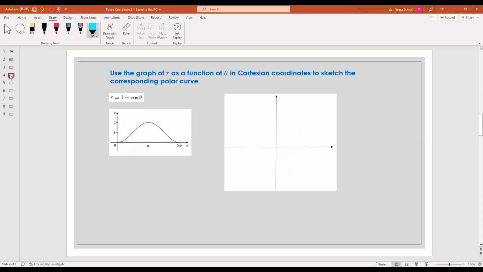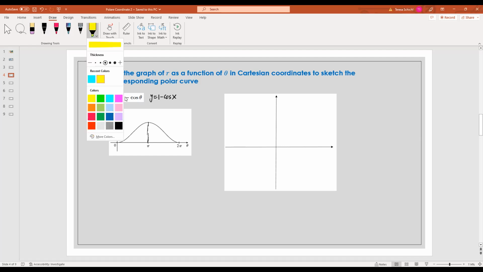Let's take a look at this one here. This is 1 minus cosine theta. So this is the pi. When the theta starts, we can plot this graph pretty easily, just use y equal to 1 minus cosine x. So you will be able to see this graph in the Cartesian here.